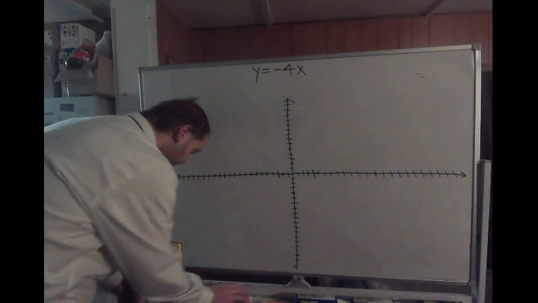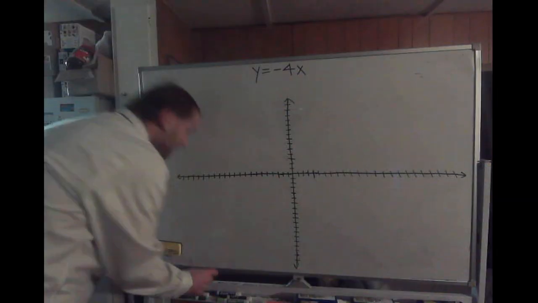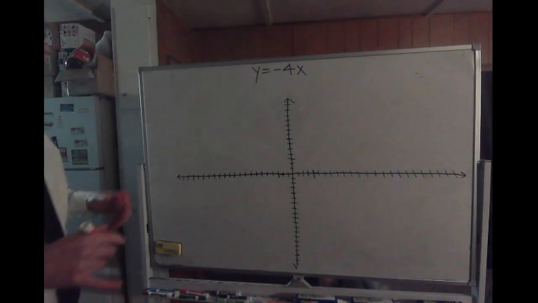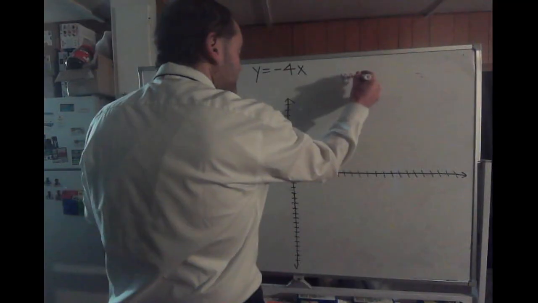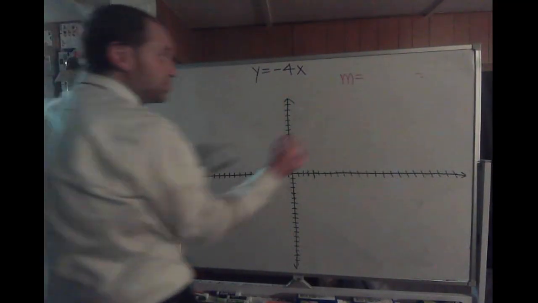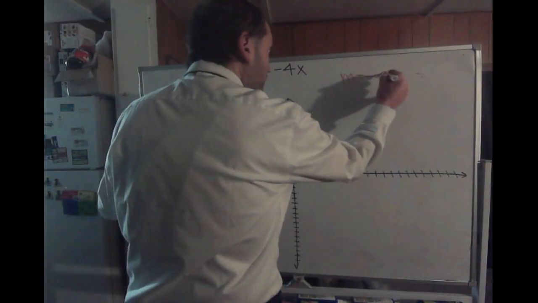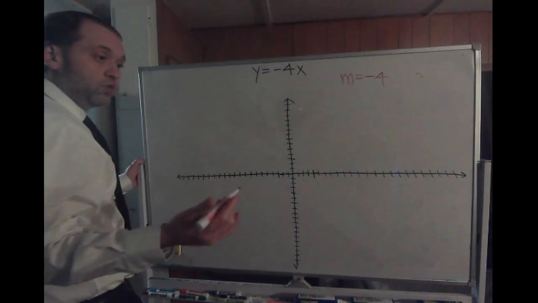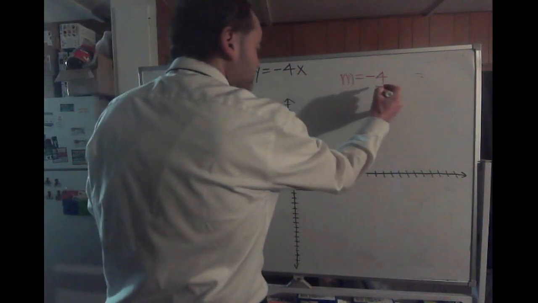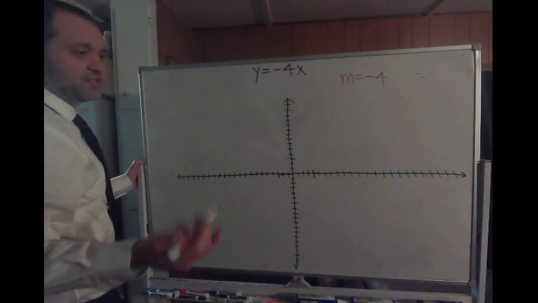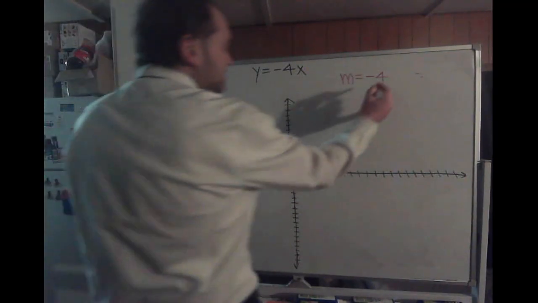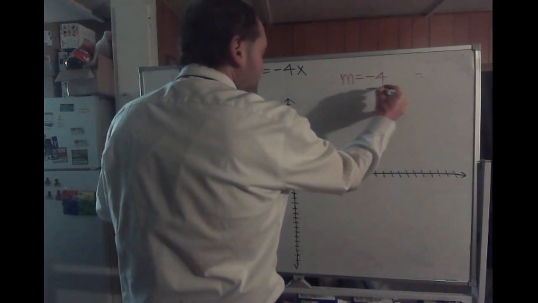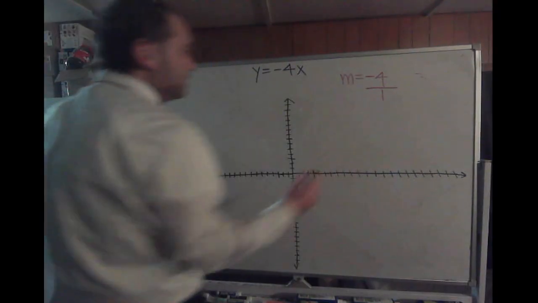So again, start out with your slope. What is your slope? Your slope, of course, m, is the coefficient of the x term. Your slope is negative 4. But again, you have a whole number, an integer, which is a negative whole number in this case. So put a denominator of 1.